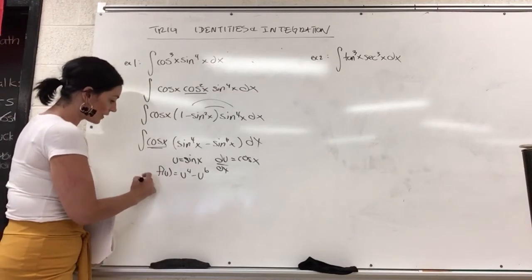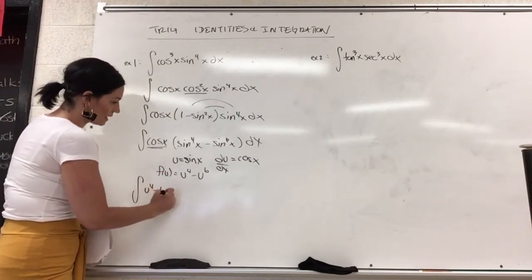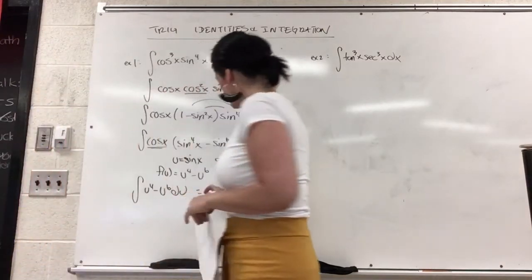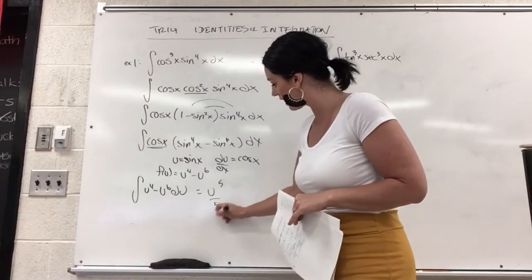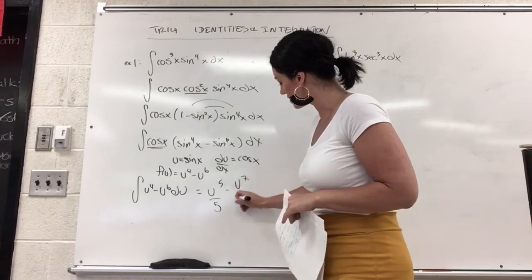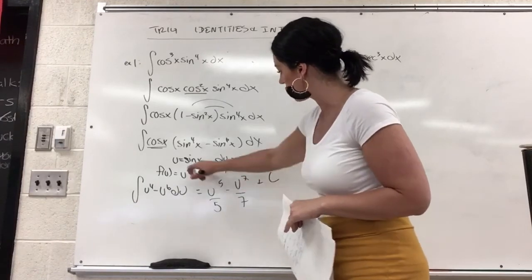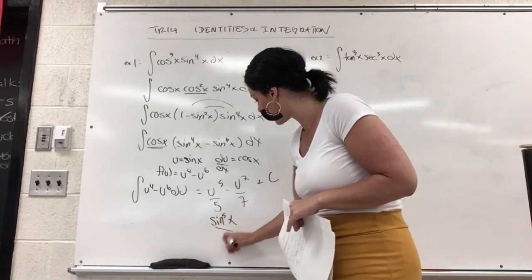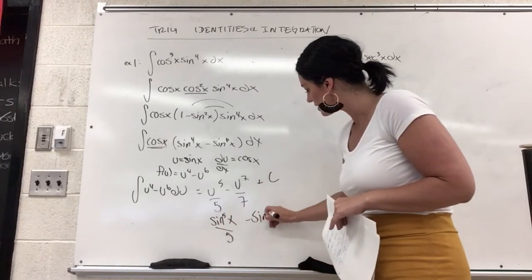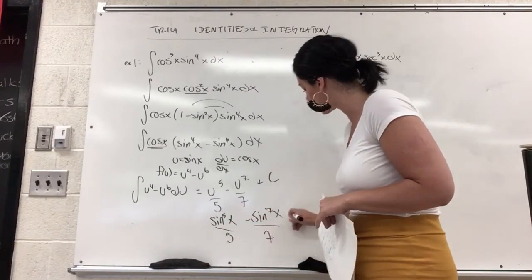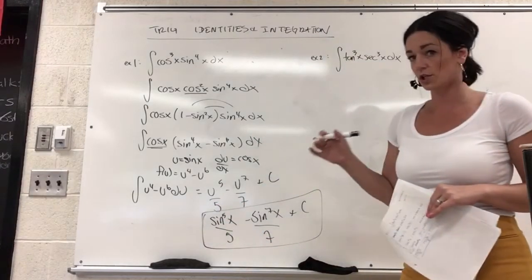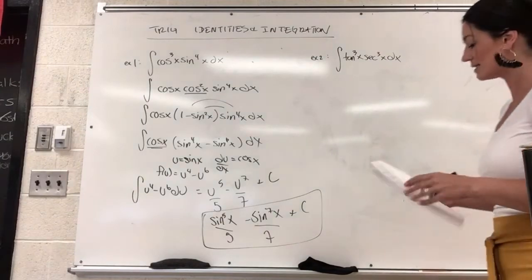Then this whole thing can be changed to u4 minus u6 du, and the integral of that is u5 over 5 minus u7 over 7 plus c. Then I plug in u, so sine 5x over 5 minus sine 7x over 7 plus c. Really, once you figure out what the plan is, what's your u and what's your du, the rest is easy.